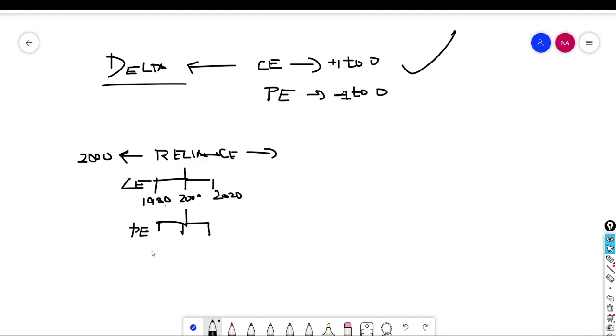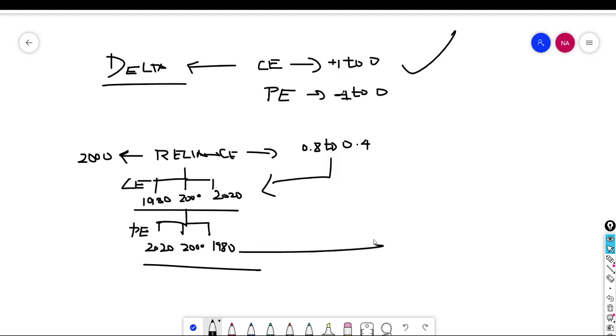Same way for put options: 2020, 2000, 1980. Okay, why? This is because all these nearby strike prices will have a delta value. I'm just telling an approximate value. Delta value will be around 0.8 to 0.4. For these nearby strike prices, for both call and put, it will be in this range of 0.8 to 0.4. So what is 0.8 and what does it influence?